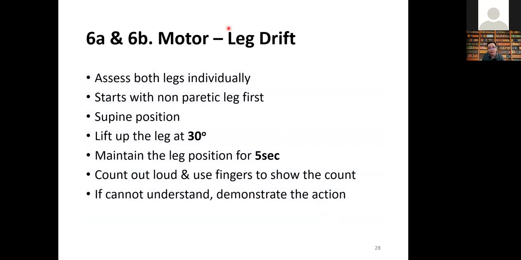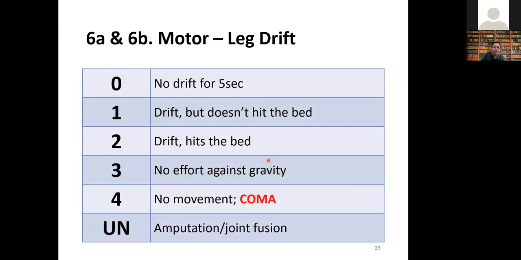Leg is also the same, but leg only 5 seconds. Again, assess both legs individually, one limb at a time. Start with the non-paralytic leg first. This one you can only test in supine position. Lift up the leg at 30 degrees and maintain the position for 5 seconds. Again, you count out loud and use fingers at the same time to show the count. If the patient cannot understand, you can demonstrate the action.